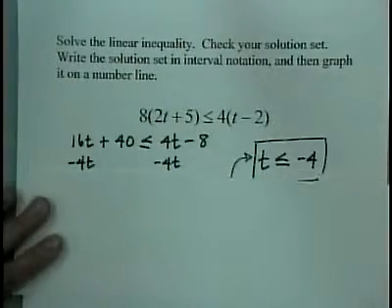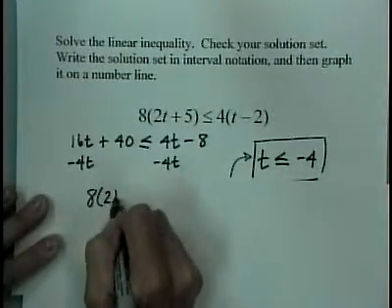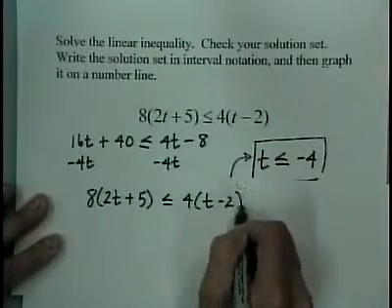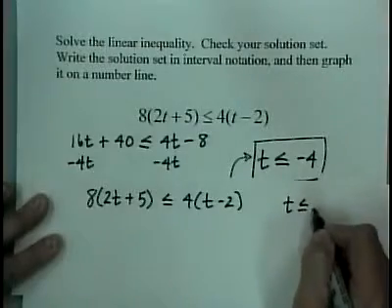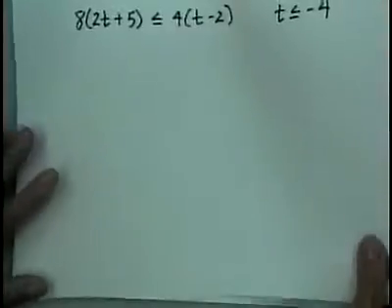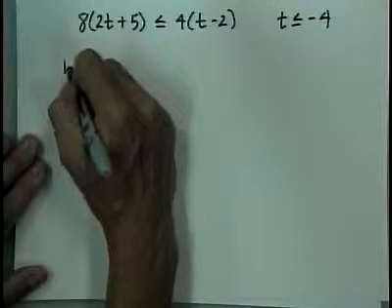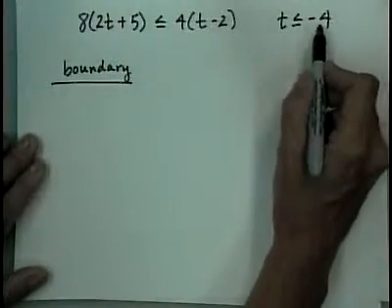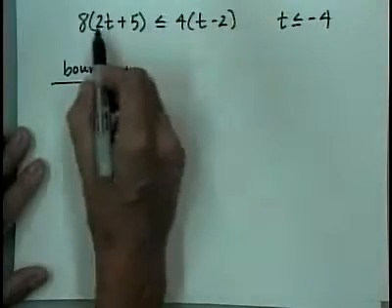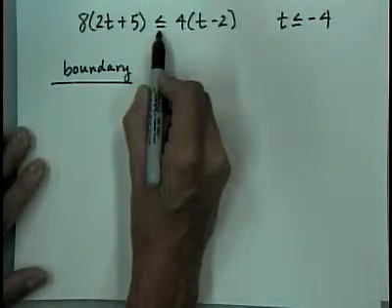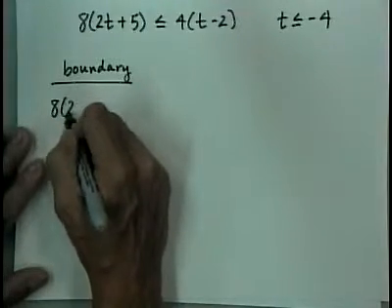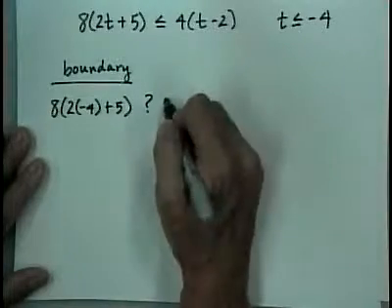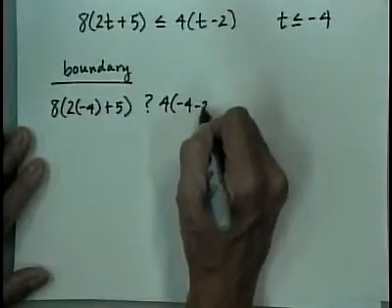Let's rewrite our inequality. 8 times 2t plus 5 less than or equal to 4 times t minus 2, and our solution set, and perform our check. We'll start with the boundary check, which means we want to put -4 into each side and see if it makes this an equality. 8 times 2 times -4 plus 5. How is that related to 4 times -4 minus 2?